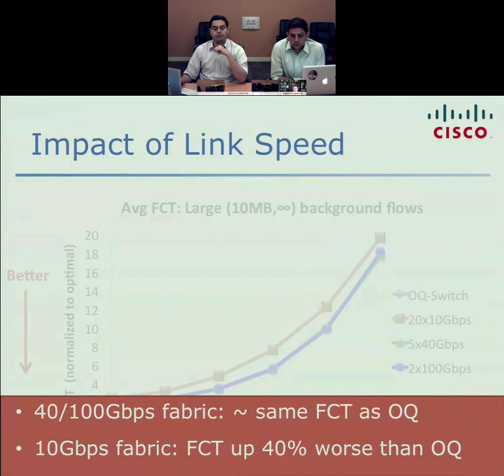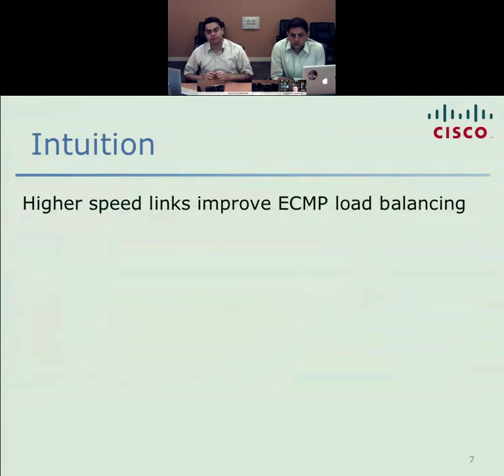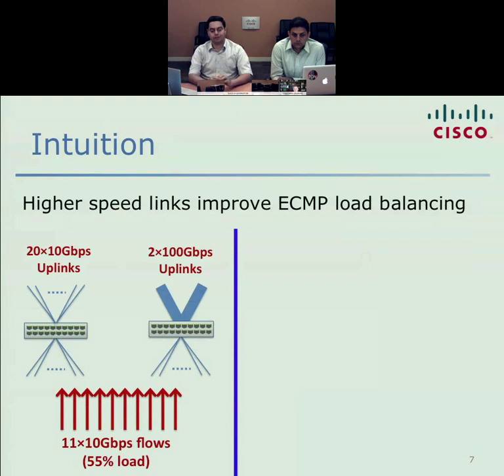So let me try to give you the basic intuition for why this occurs, and it really has to do with the efficiency of randomized or equal cost multipath load balancing. Let me simplify this and consider a basic thought experiment. Assume you have 11 10 gigabit per second flows, and in two scenarios, you need to distribute them across the uplinks of these leaf switches. One of the leaf switches has 20 10 gig uplinks, and the other has two 100 gig uplinks.